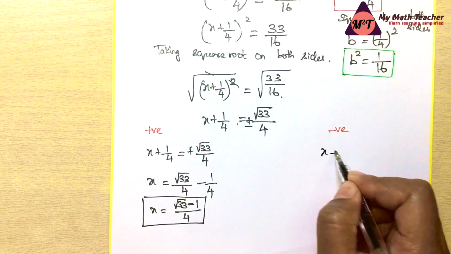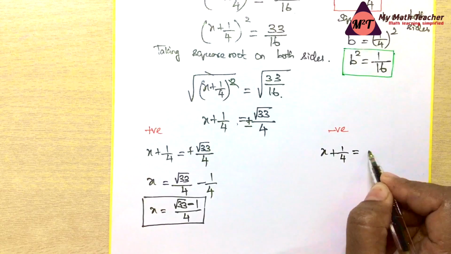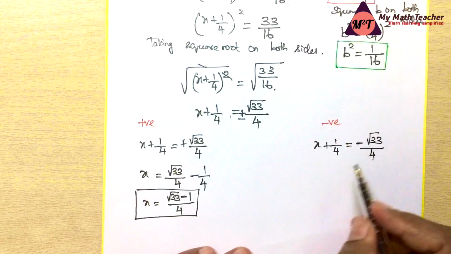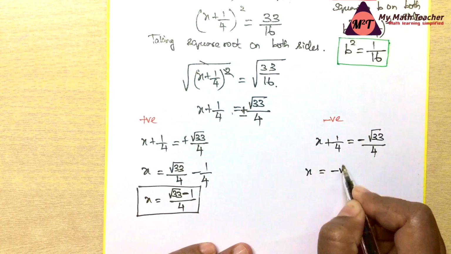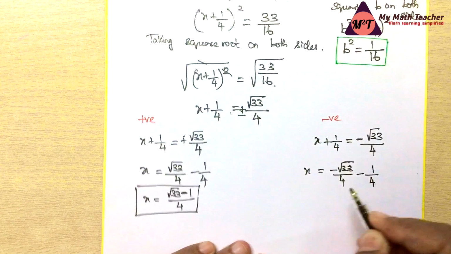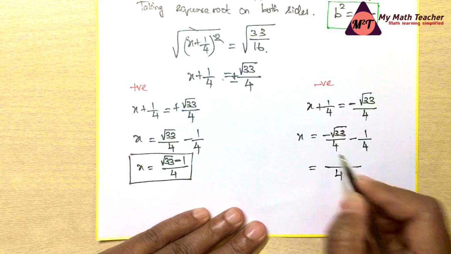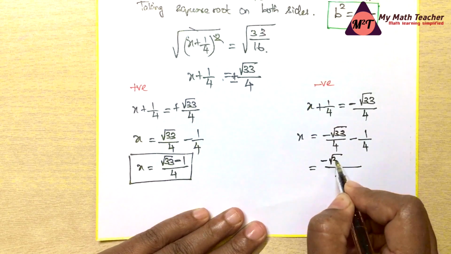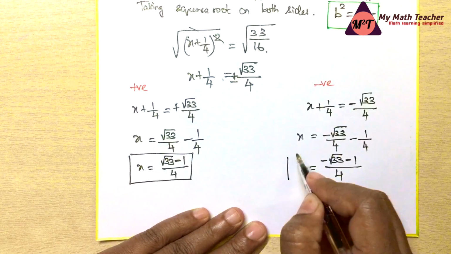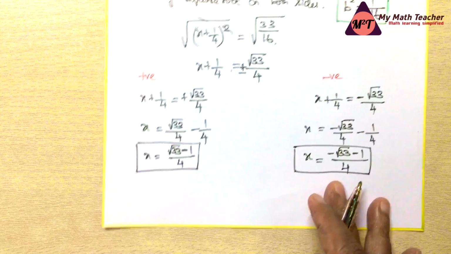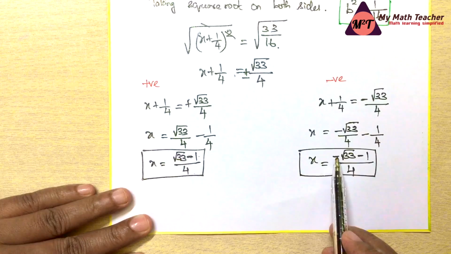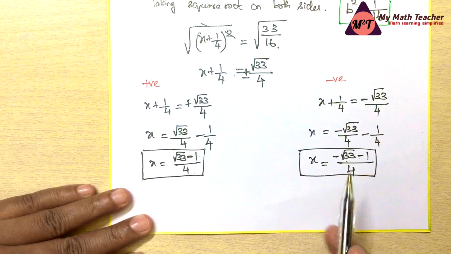Now the negative side, x plus 1 by 4 is equal to minus root 33 by 4. Okay. Now here x is equal to minus root 33 by 4 minus 1 by 4. Now take LCM, 4 is the LCM. So numerator, right, as it is, minus root 33 minus 1. This is the next solution. So we have got two solutions for x. One is root 33 minus 1 by 4. The next one is minus root 33 minus 1 by 4.